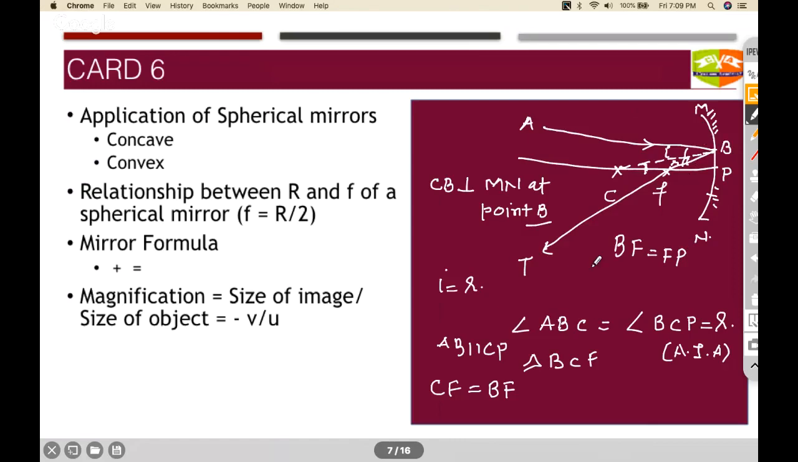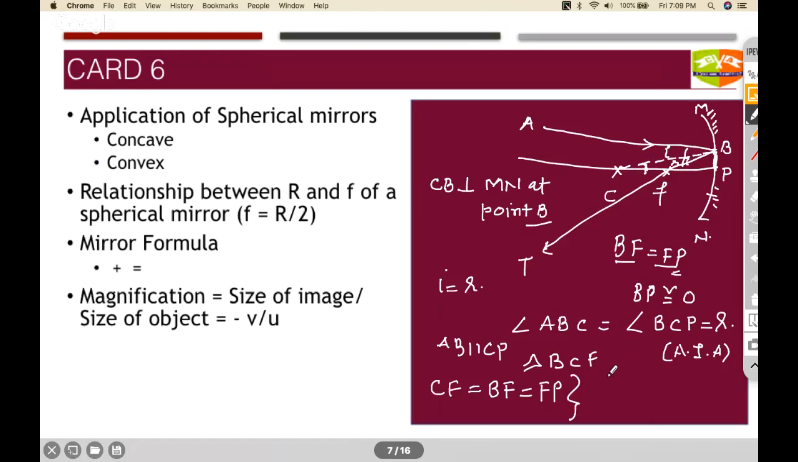So what I'm trying to say is that if the aperture is very small, if this distance is very small, I am assuming BP to be negligible, equal to 0. So this line BF will keep on coming down and become FP when BP becomes almost equal to 0. So what I'm saying is BF is equal to FP. I'm writing here BF is equal to FP.